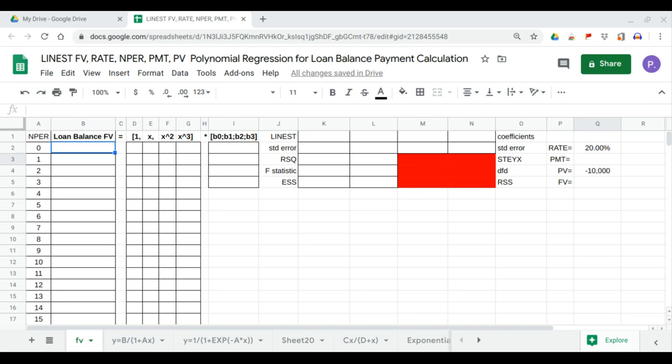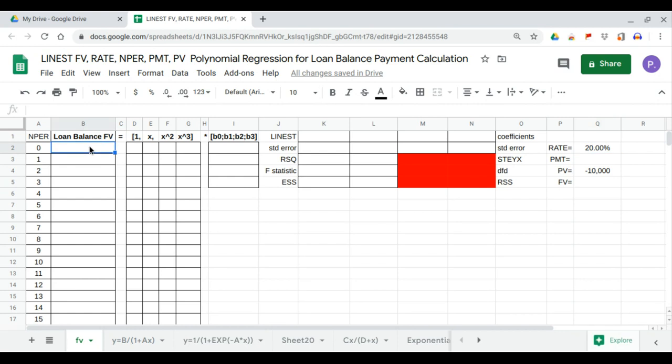Hello, in this video we will use LINEST, FV, RATE, NPER, PMT, and PV in polynomial regression for loan balance payment calculation. Here we have a credit card loan balance of $10,000. We denote it with a negative sign, so -10,000. And the interest rate of the credit card is 20%.